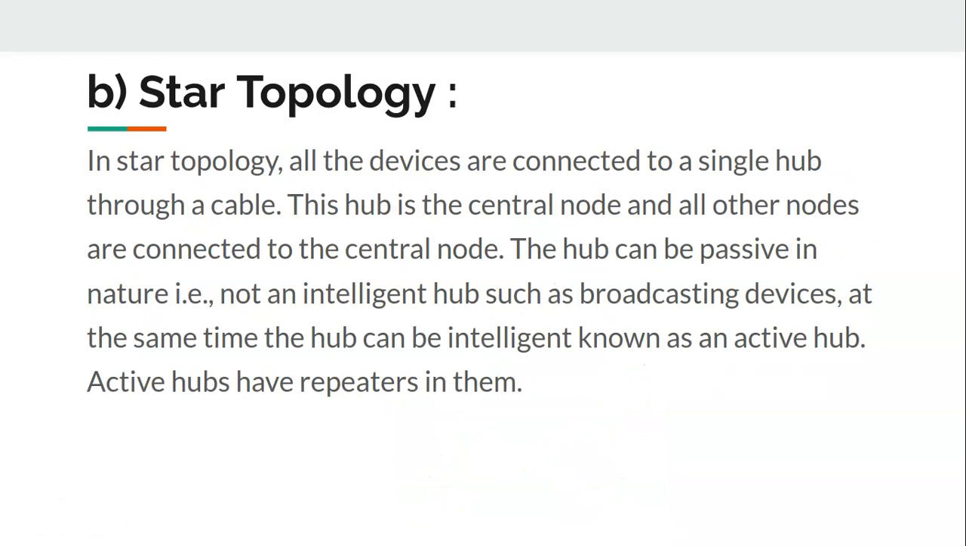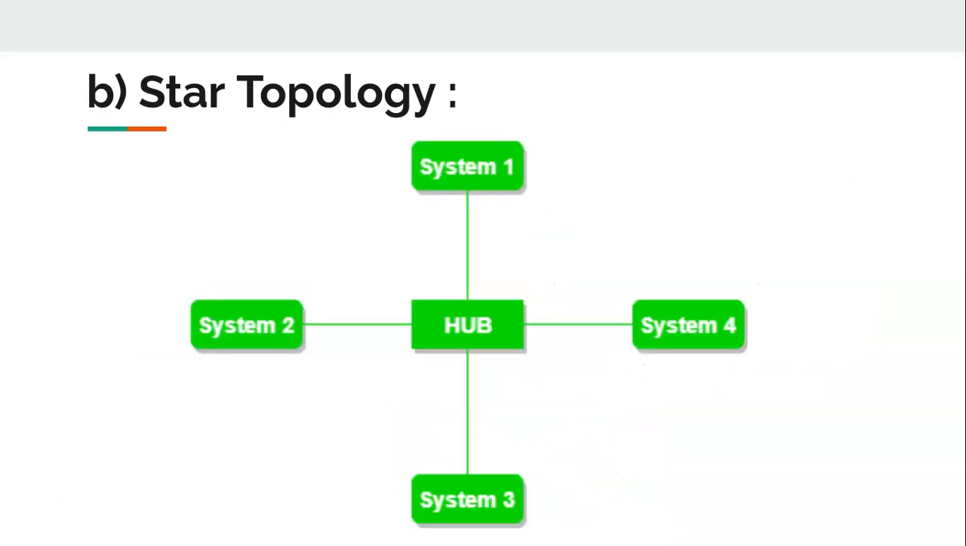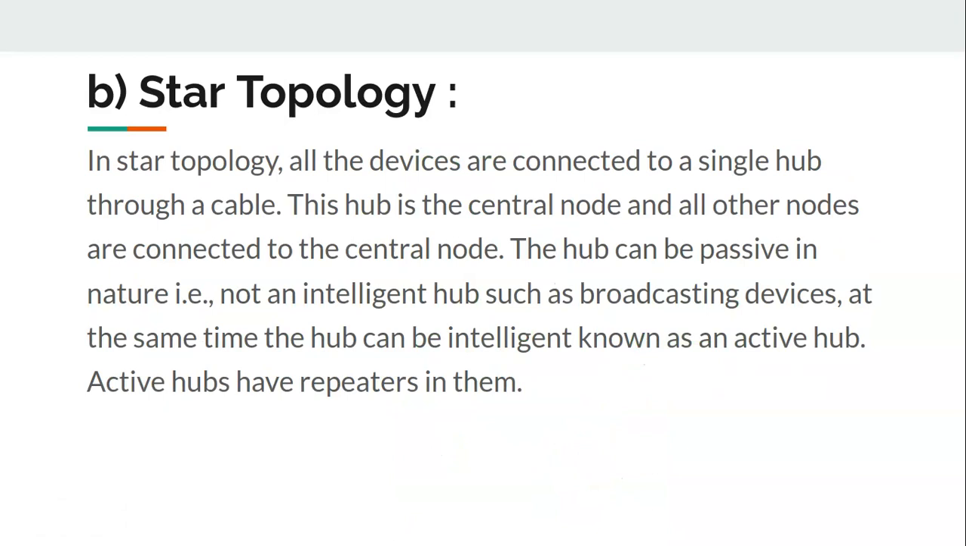Now the difference between a passive and an active hub is that an active hub is intelligent, a passive hub is not intelligent. Active hubs have repeaters in them. So that's another difference between a passive hub and an active hub. That's an example. We have the central hub here in the middle, and all other devices or nodes are connected to the central hub.